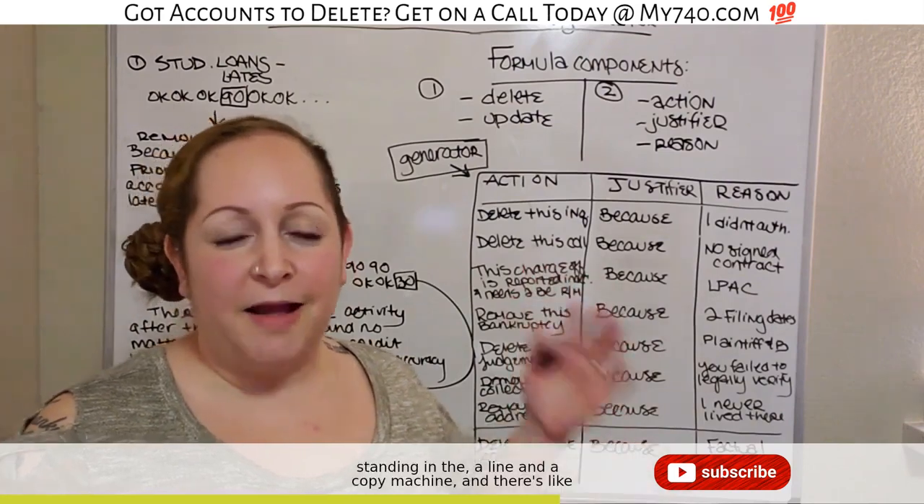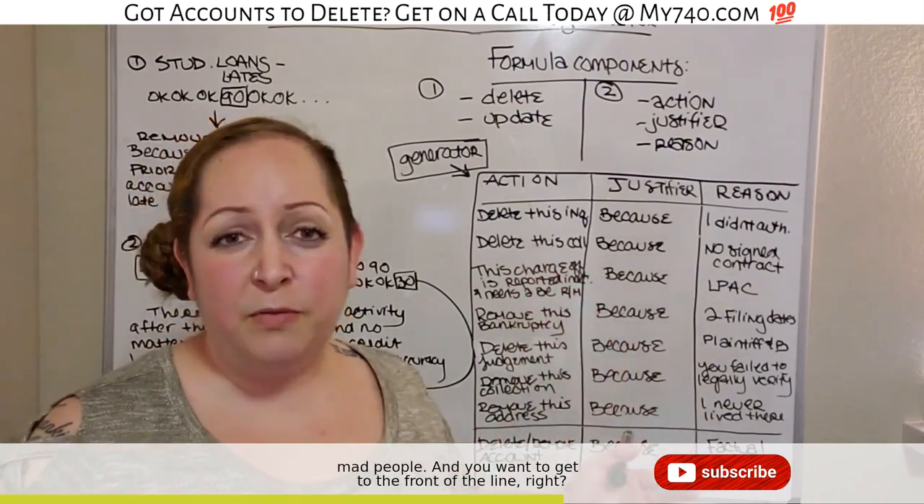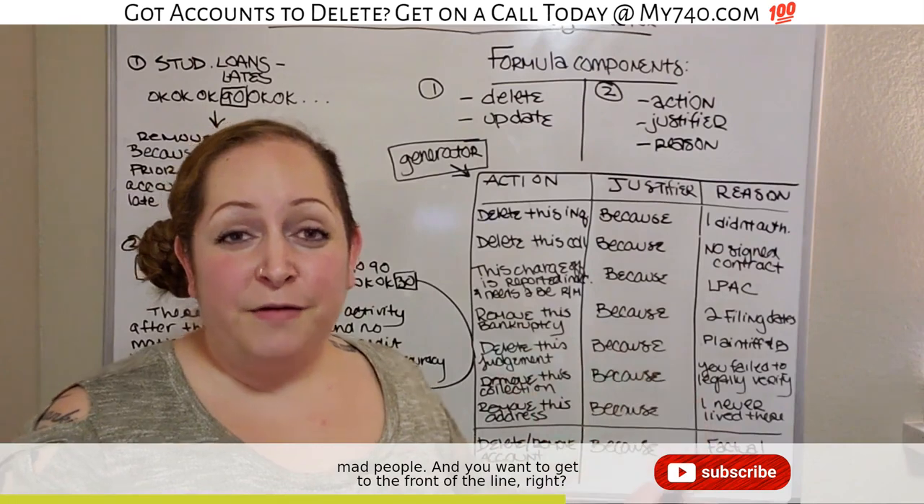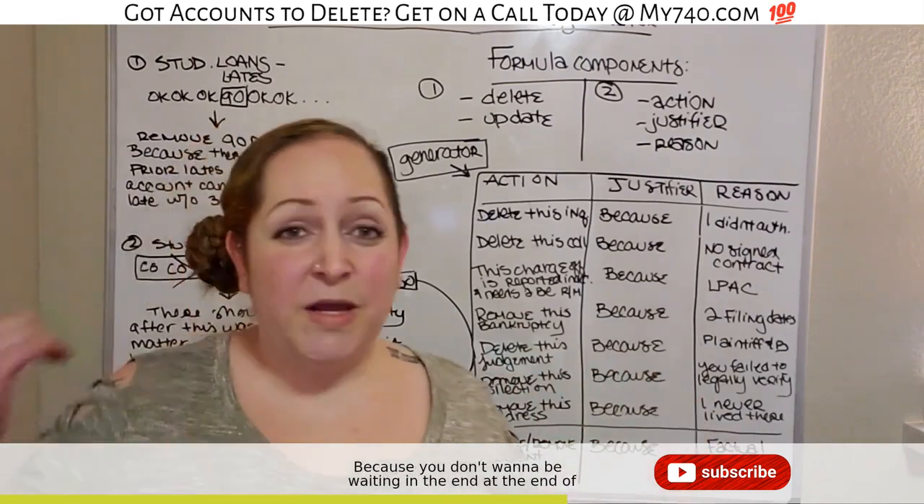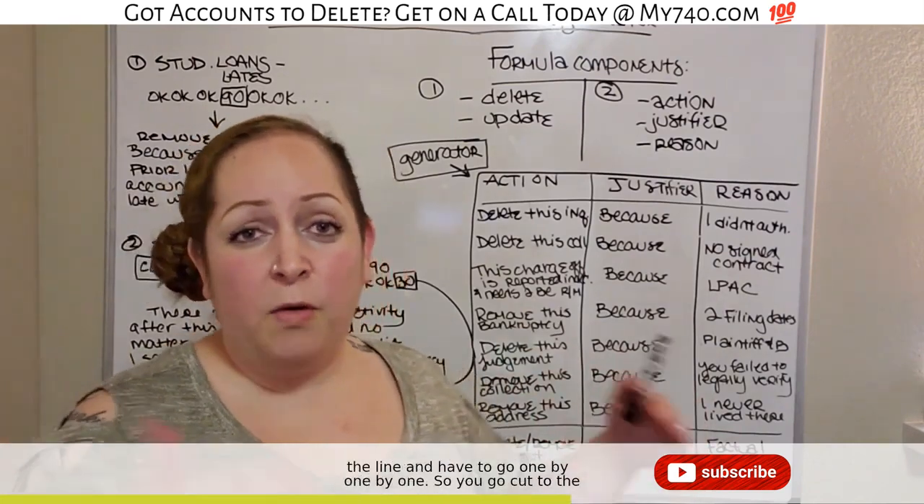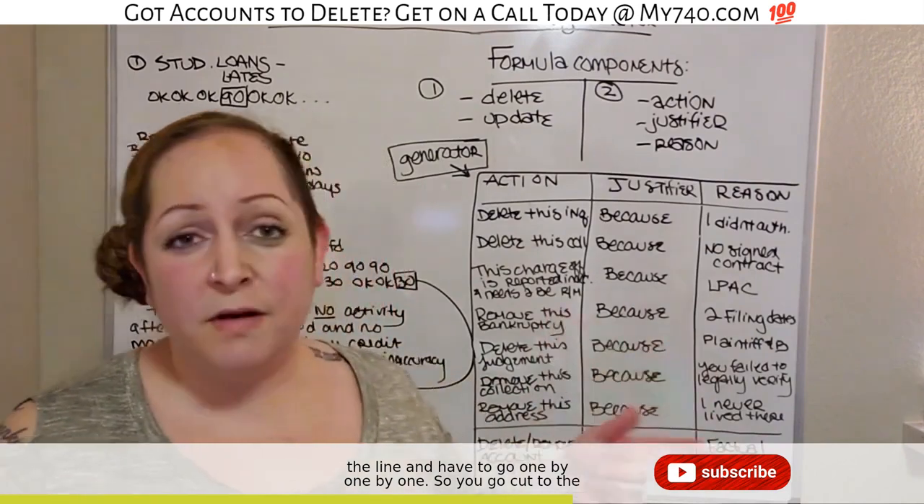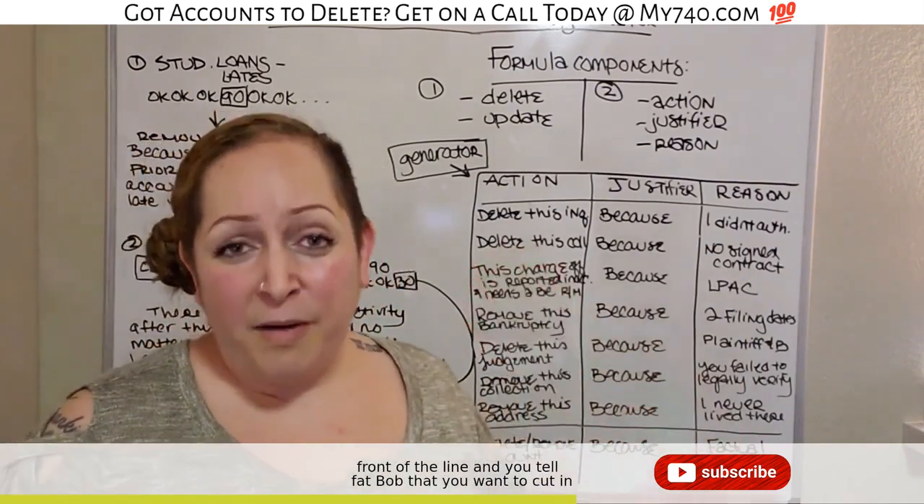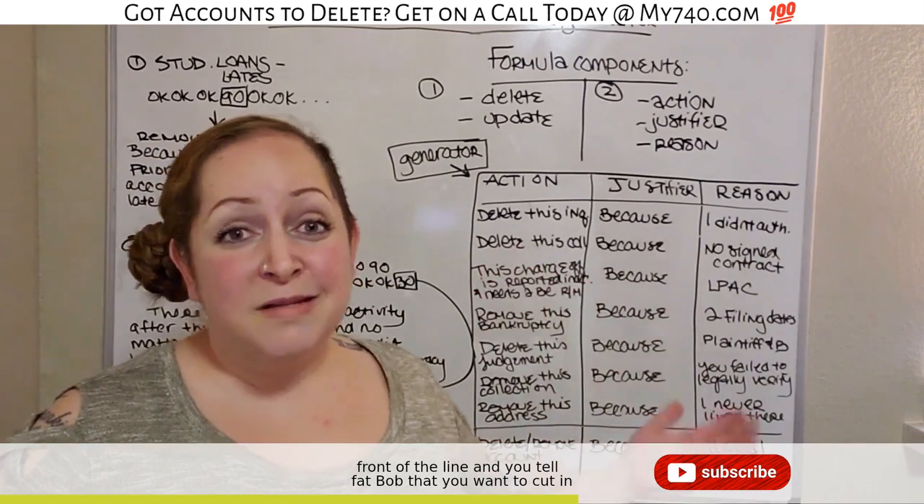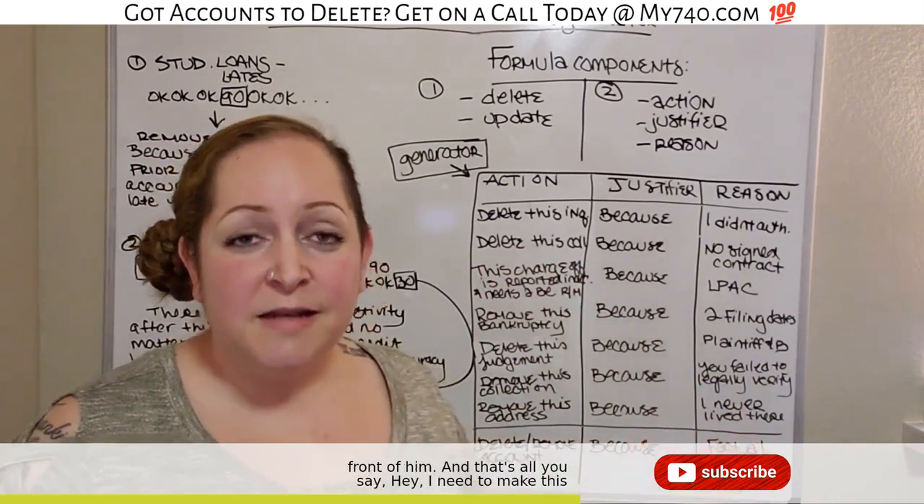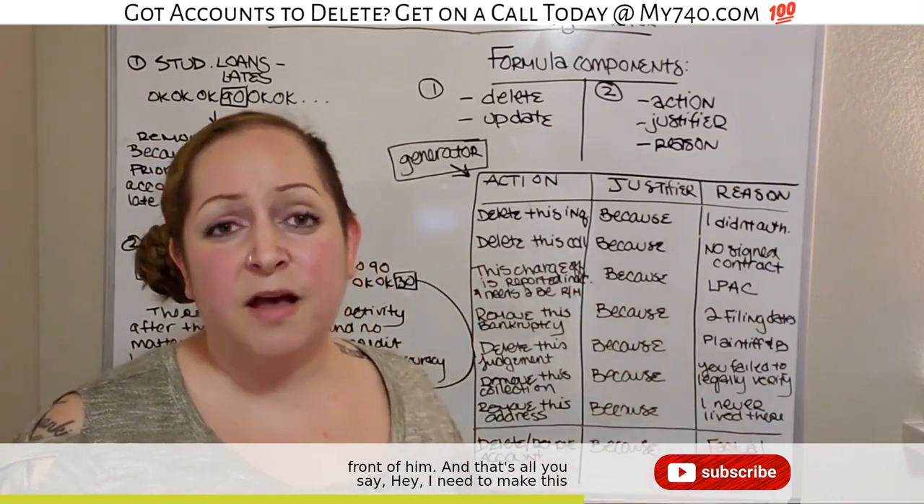And I use a copy machine example. Someone standing in a line at a copy machine, and there's like mad people, and you want to get to the front of the line, right? Because you don't want to be waiting at the end of the line and have to go one by one by one. So you go cut to the front of the line and you tell Fat Bob that you want to cut in front of him. And that's all you say. Hey, I need to make this copy. Let me get in front of you.